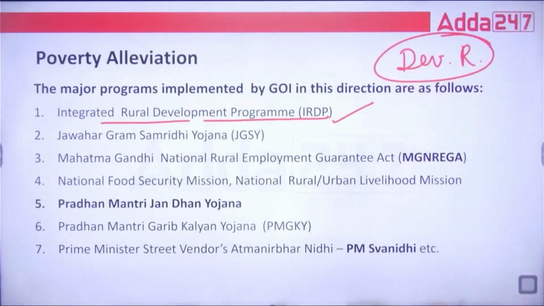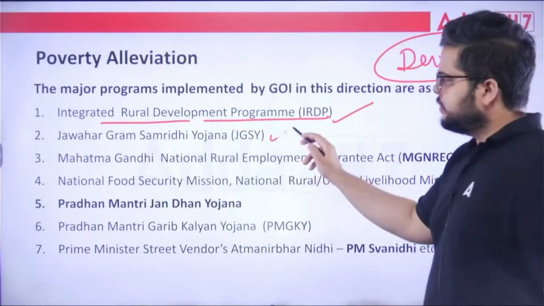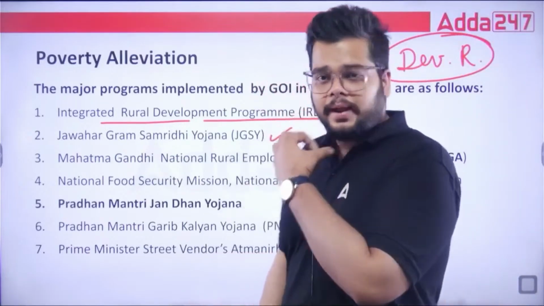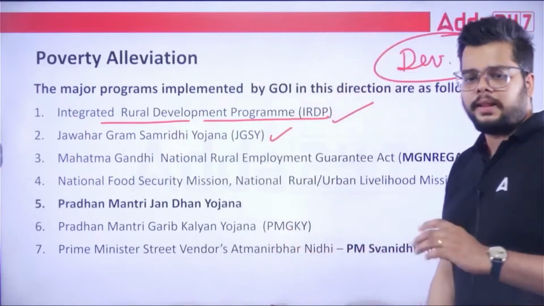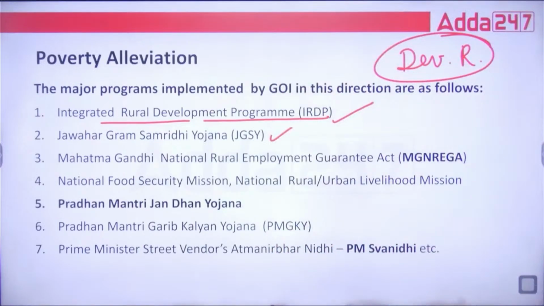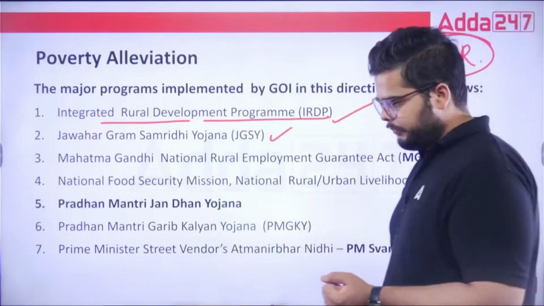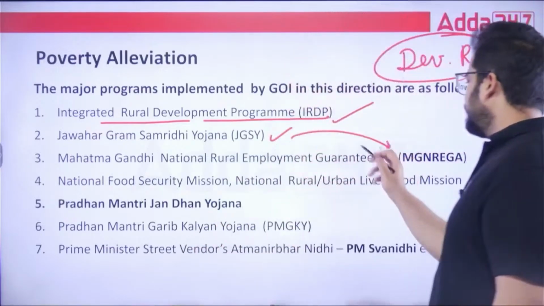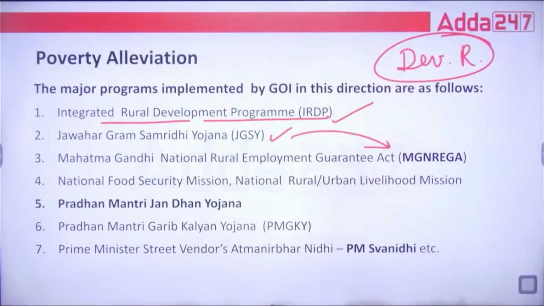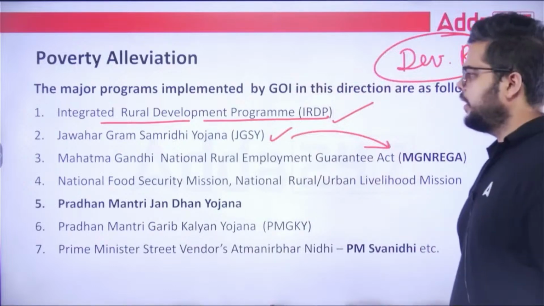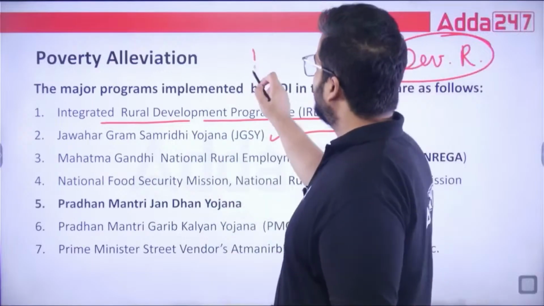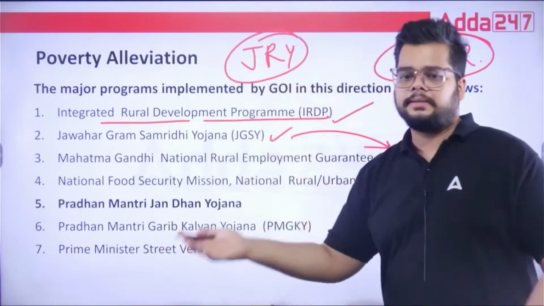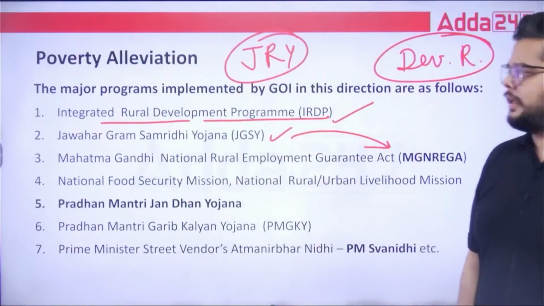Fine. Next, we have the Jawahar Gram Samriddhi Yojana. Here you will find one thing, that after the Samriddhi Yojana has lapsed, we have your NREGA scheme, that is Mahatma Gandhi National Rural Employment Guarantee Yojana. Jawahar Rozgar Yojana of the 80s was further extended to your NREGA scheme.